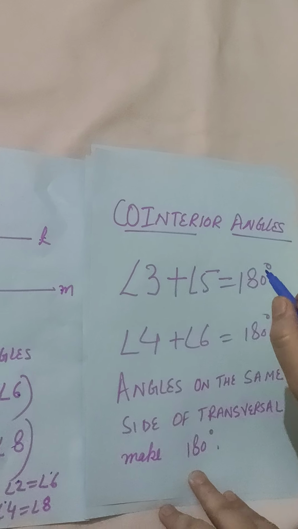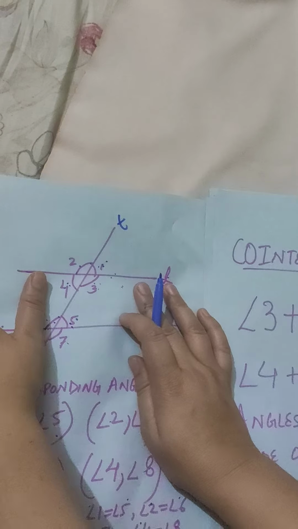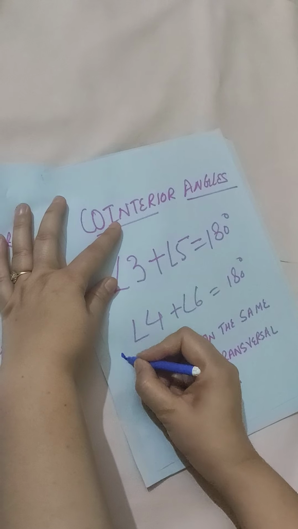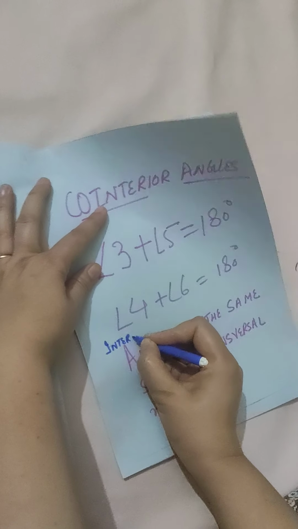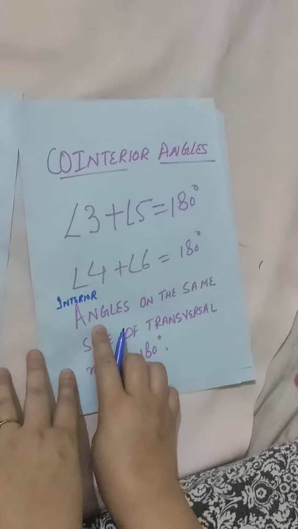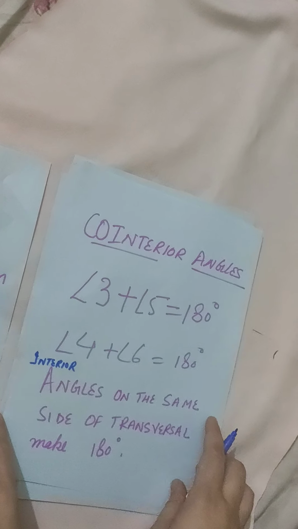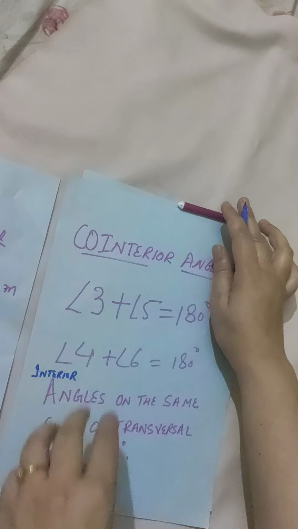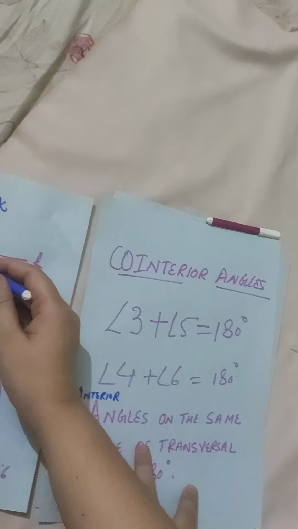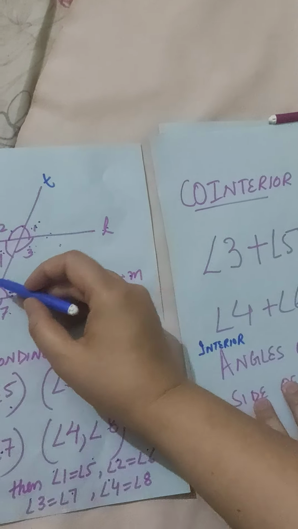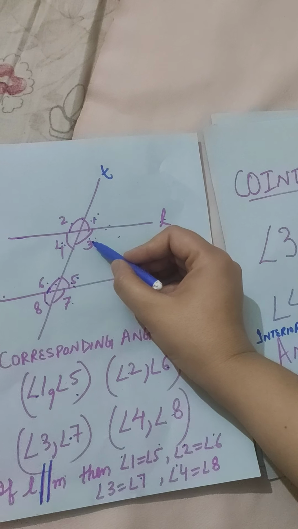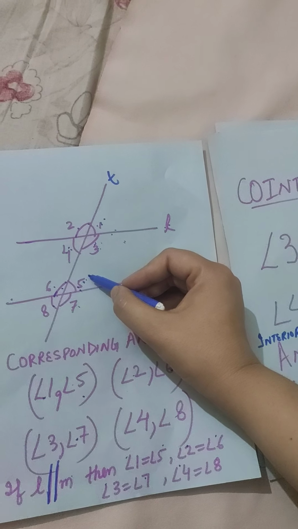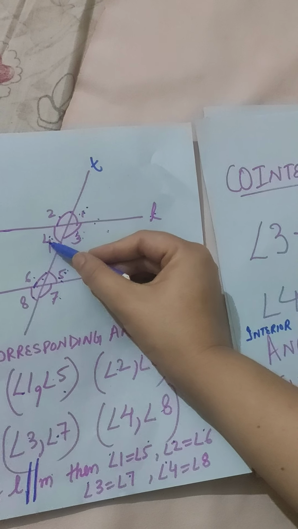First of all, what are the pair of angles on the same side? Here I forgot to write: it should be interior angles, not exterior. Interior angles on the same side of the transversal make 180 degrees. If you see the diagram, there are 4 interior angles. Now on the same side of the transversal, on the right side, are 3 and 5. When you add them, they should make 180 because they are co-interior. Similarly for 4 and 6.